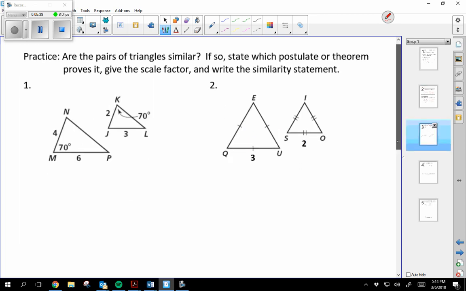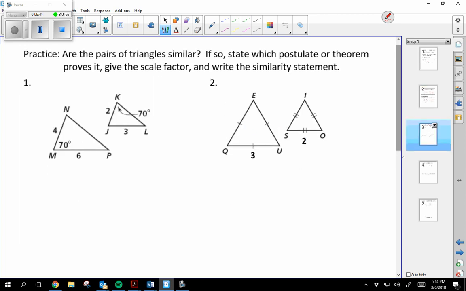As we move into our examples, the directions now ask us, are these pairs of triangles similar? And if so, which postulate or theorem proves it? Then give the scale factor and also write the similarity statement. Well, if you look at number 1, I can compare the side lengths pretty easily.